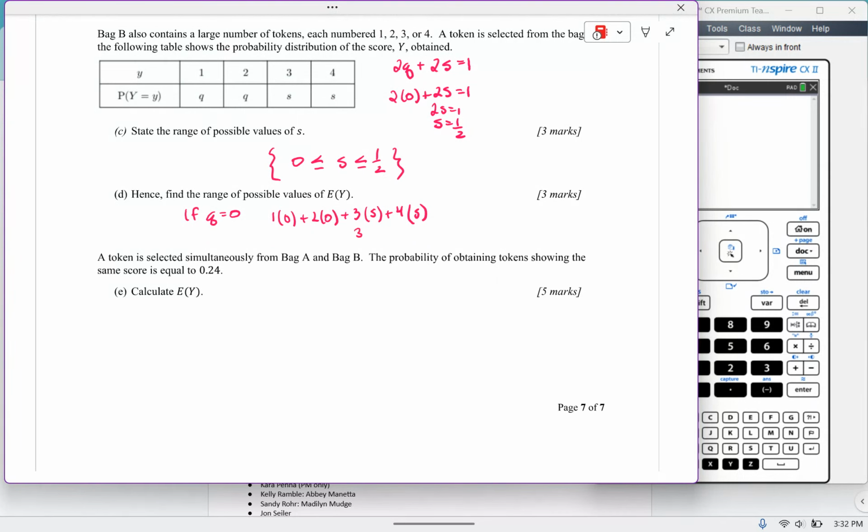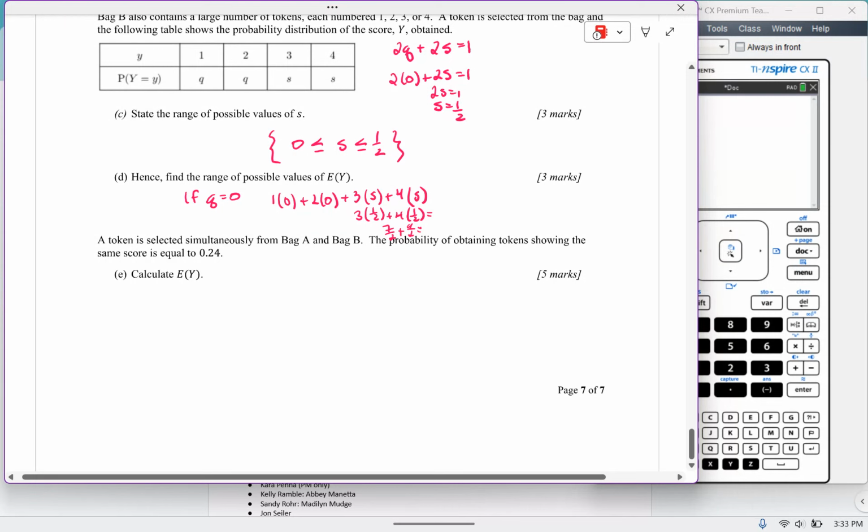So what did S end up being when it was at its maximum? 1/2, right? So it would be 3.5, 7 over 2 plus... wait, hold on. I can't think. It's 6 over 2, it's 7 over 2 plus... Oh, yeah. 9 over 2.